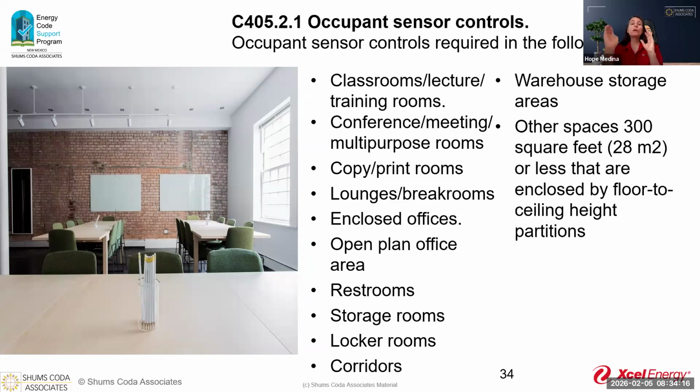So the first control we're going to look at is our occupancy sensors. And as you can see, there's quite a few listed here that we would need to pay attention to. The big one, I would say, is corridors. That was a new one that came into the 2021 edition of the code, and we'll talk about that in a minute. But these are all the areas that I'm going to look on a set of plans to ensure that they demonstrate that they have an occupancy sensor.